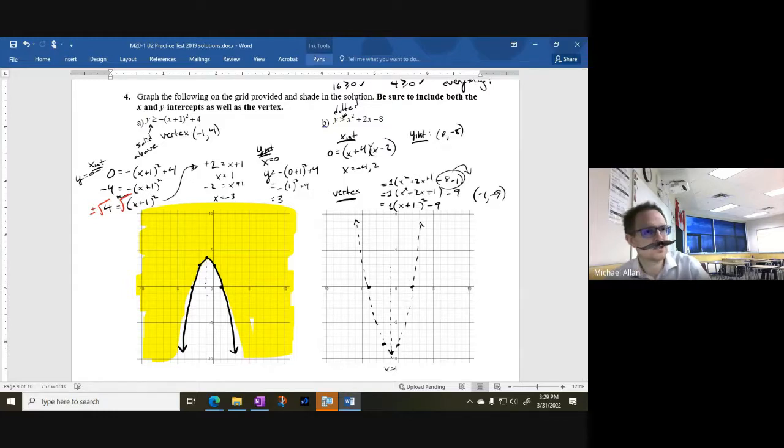And then shade the appropriate region. Greater than, so I shade the inside this time. That is above the line. Always above, below. Never like inside, outside, or left and right. Just above and below. There you go.